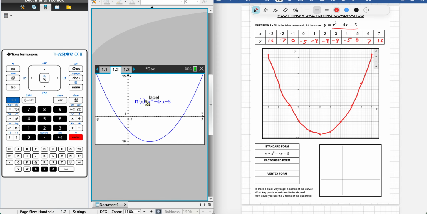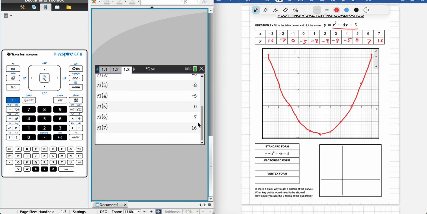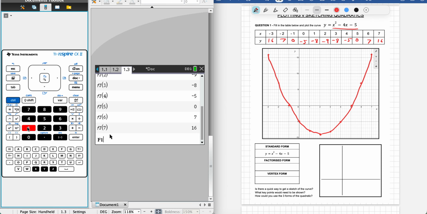The nice thing about my TI-Nspire is once I have graphed a function, notice, so here I have f1. So f1 is the function x squared minus 4x minus 5. So when I come over to a graphing page, every time I input f1, it is going to pull up that function that I had saved previously.